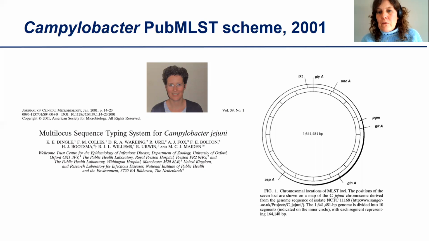We sequence short sections of DNA from 7 housekeeping genes, which combine to give us a sequence type, and this is how we distinguish between different strains of Campylobacter.